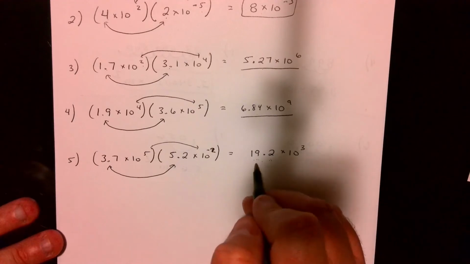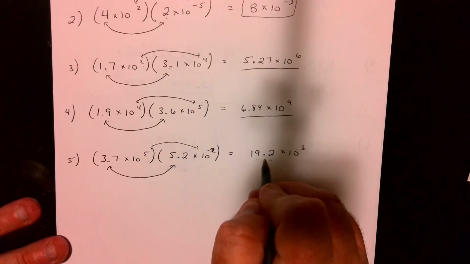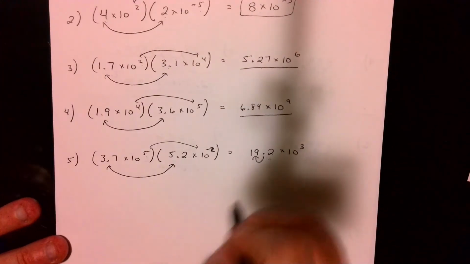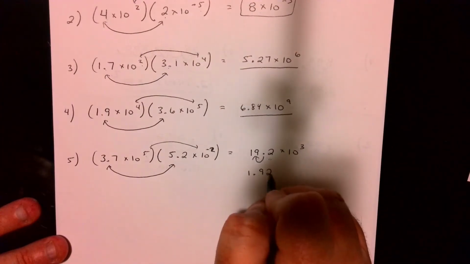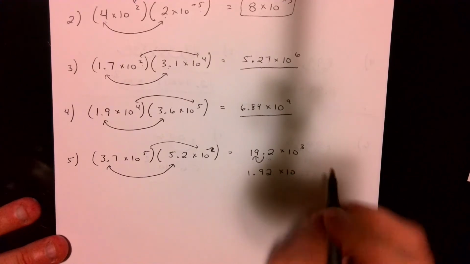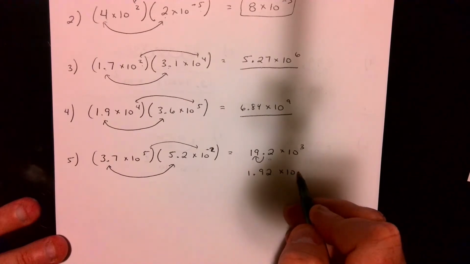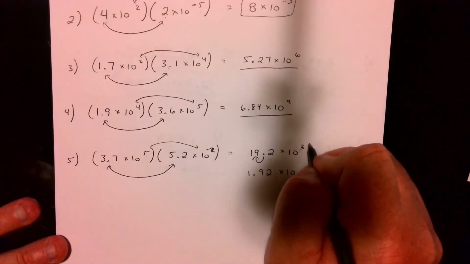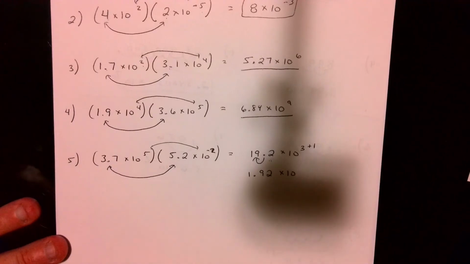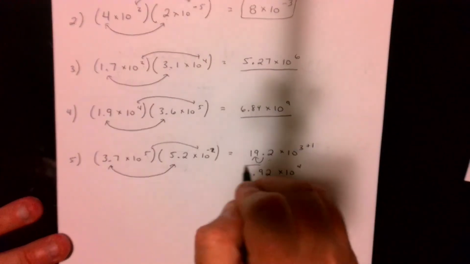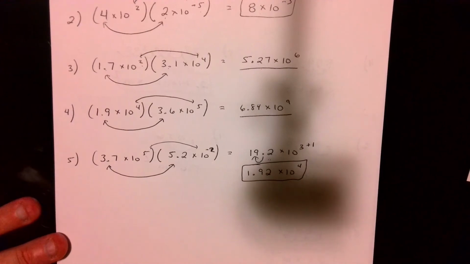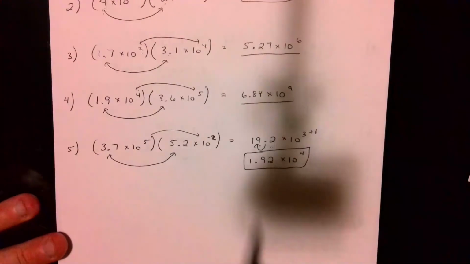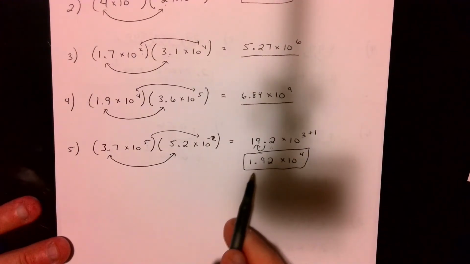Here's the catch. If it's too big, we need to move this decimal back over 1 time. So then it becomes 1.92 times 10 to what? Well, we just had to move it 1 more time because it was too big. And remember, positive means bigger, so we need to add 1 in. And we get 1.92 times 10 to the 4th power. Okay, that's the catch. So sometimes this is going to happen. Not all the time, but sometimes.